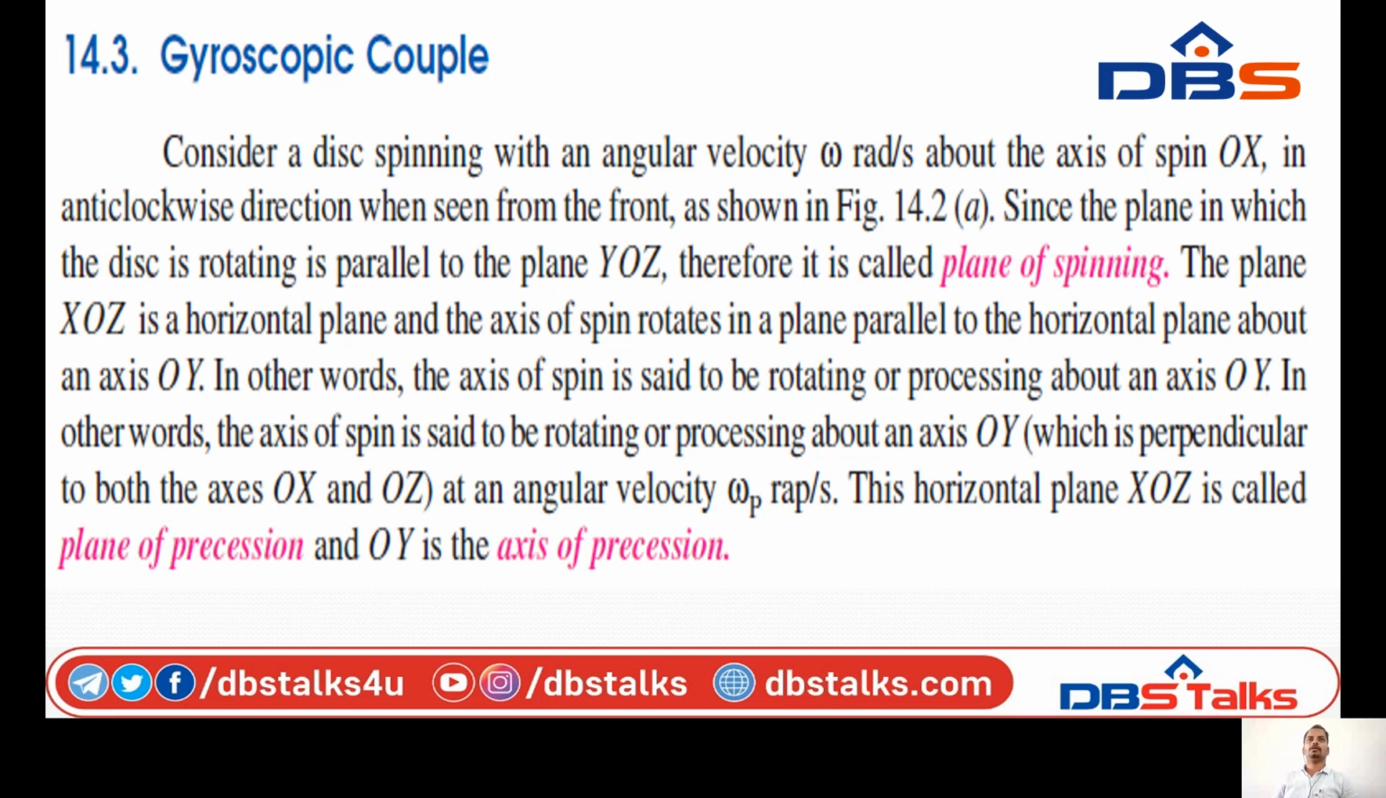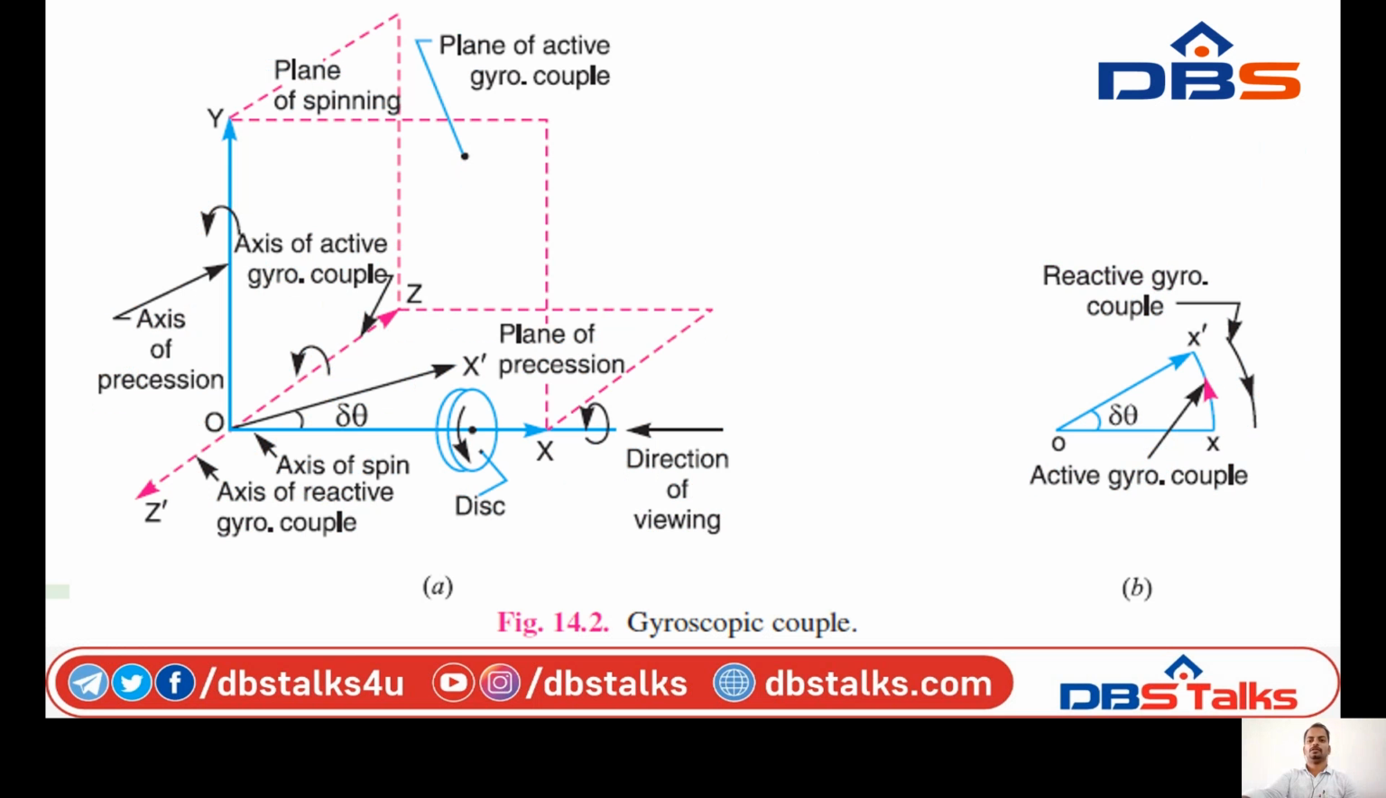The gyroscopic couple. For defining the gyroscopic couple, consider a disk spinning with an angular velocity omega about an axis of spin OX in the anticlockwise direction when seen from the front. So, this is the angular velocity or angular acceleration that we are finding from the disk.